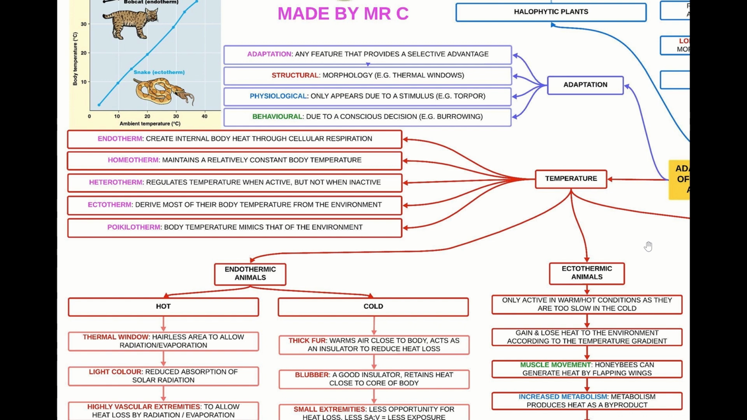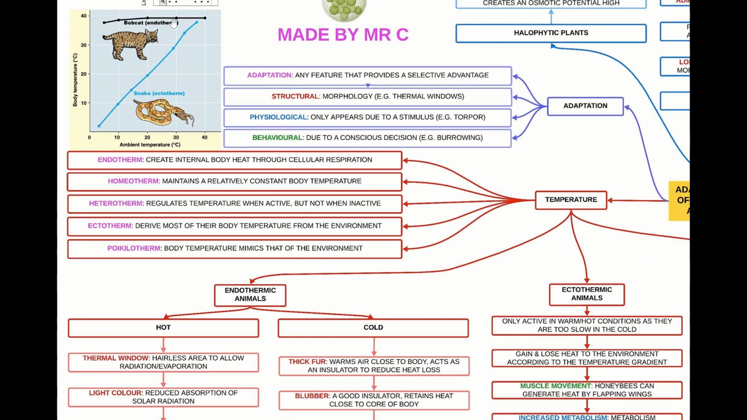We have ectotherms that derive most of their body temperature from the environment. And we have poikilotherms whose body temperature mimics that of the environment. You can see that an endotherm is also a homeotherm because it maintains a constant body temperature, but an ectotherm is most likely a poikilotherm because its temperature mimics that of the environment. As the environmental temperature rises, its body temperature will also rise.